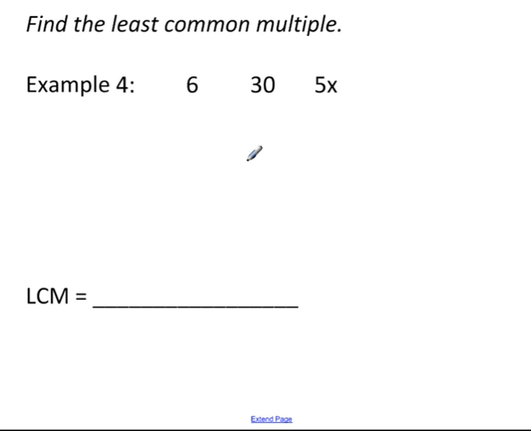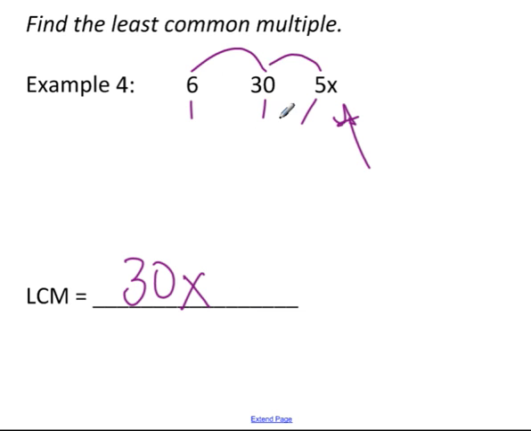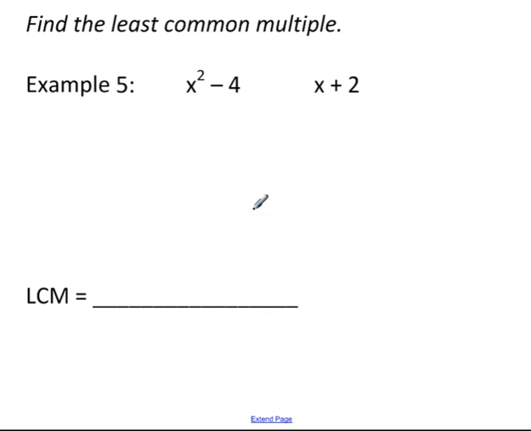Like here, 6, 30, and 5. I like to think about the number thing and the variable thing kind of separately, so I know my LCM's got to have an x because there's an x over here. So now 6, 30, and 5. 30 is the smallest number that they all multiply up into because 6 times 5 makes the 30. So 30x is our least common multiple.